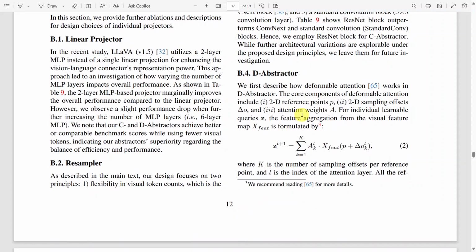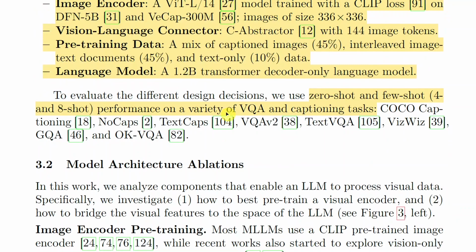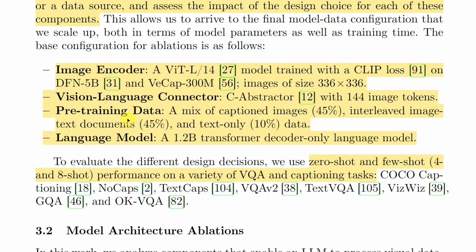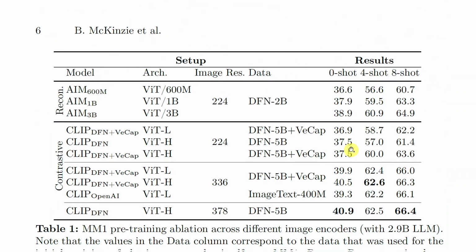In the case of Apple's MM1 paper, you can see a C-Abstractor is used with 144 image tokens. From a pre-training data perspective, a mix of captioned images 45%, interleaved image-text documents 45%, and text-only 10% data is used. In the case of the language model, a 1.2 billion parameter transformer decoder-only language model is used. Okay, going into the next one. So here the results and all are written.